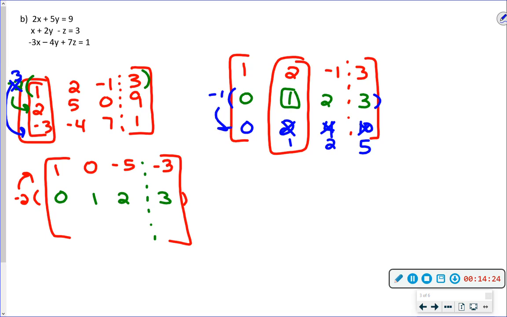Negative 1 times 0, 0 plus 0, yeah. Negative 1 times 1, negative 1 plus 1. That's what we're after. Negative 1 times 2, negative 2 plus 2. Negative 1 times 3, negative 3. Negative 3 plus 5, 2.